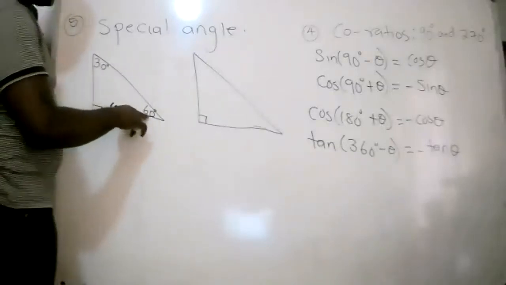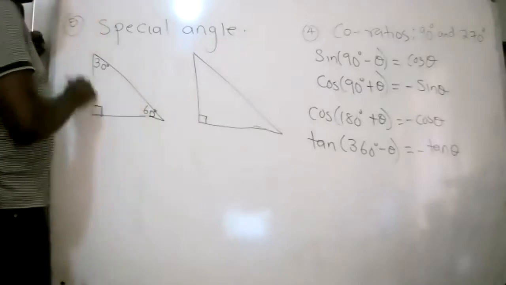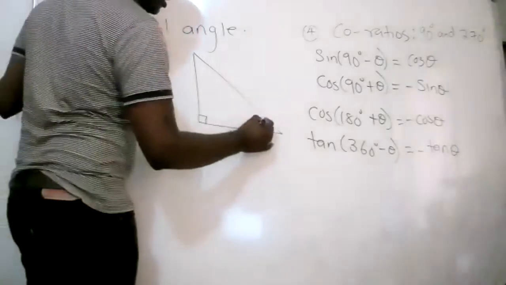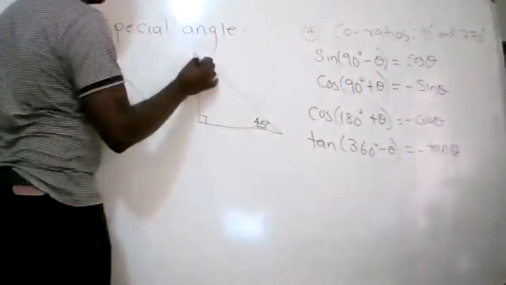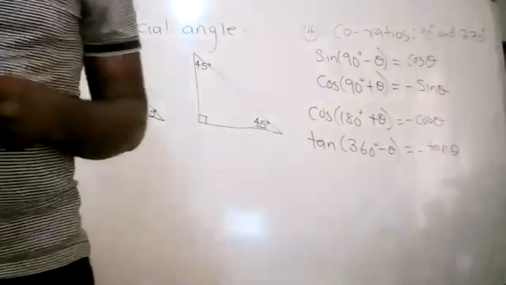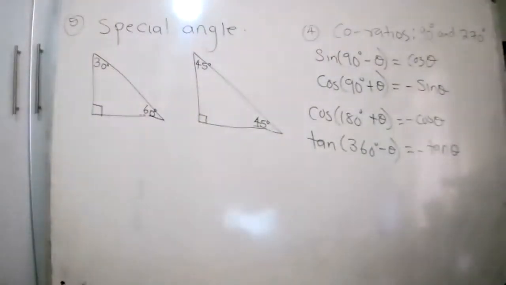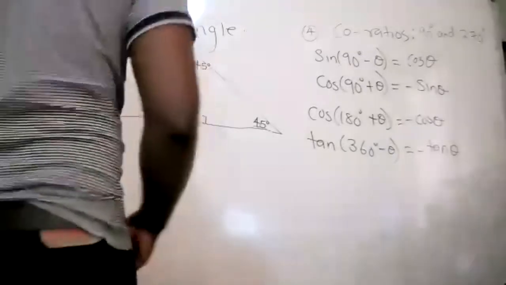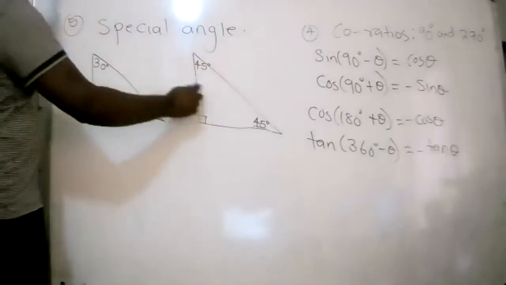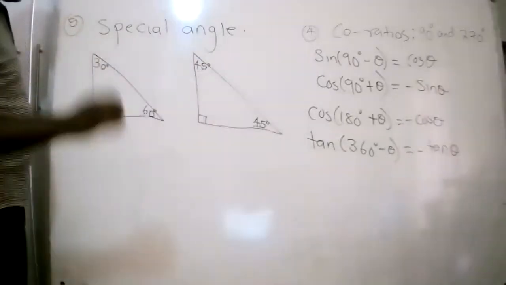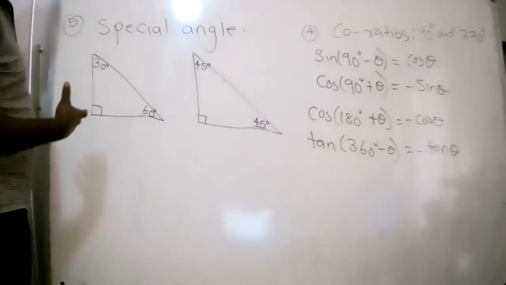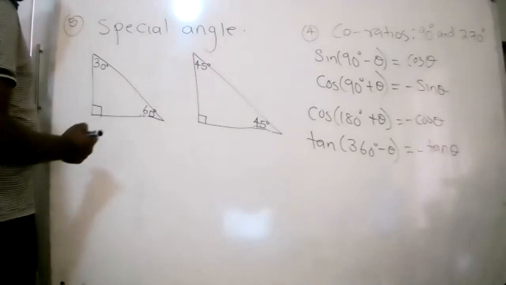We have a 60 degree, which is a special angle, and we have 30 degree, which is a special angle. Again, we also have a special angle of 45 degree here and a 45 degree here. These are the special angles. Besides these, there are no other special angles in mathematics. Special angles are given their sides at all times. Other angles that are not given sides, you must calculate by using trig functions. But here we have sides.